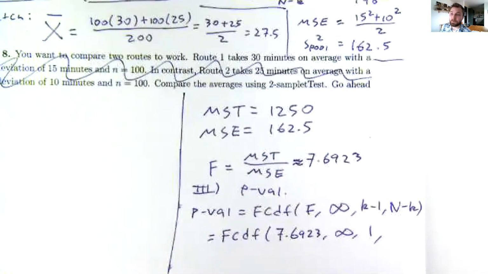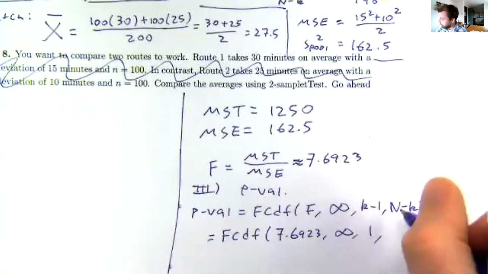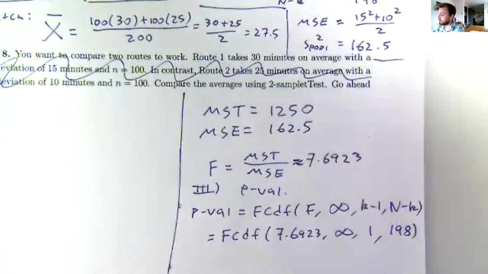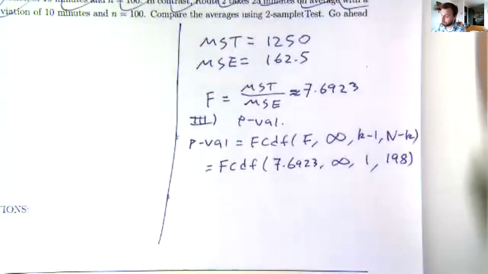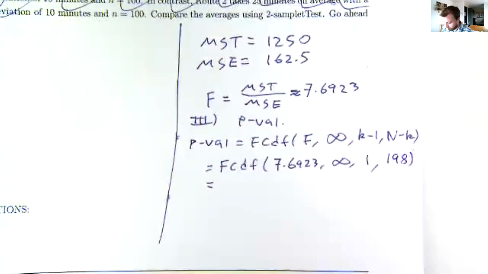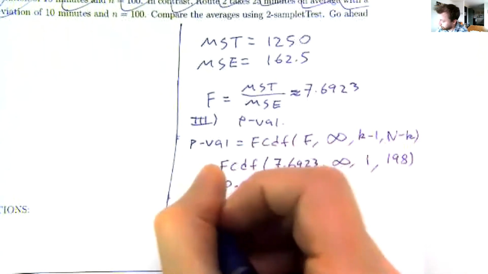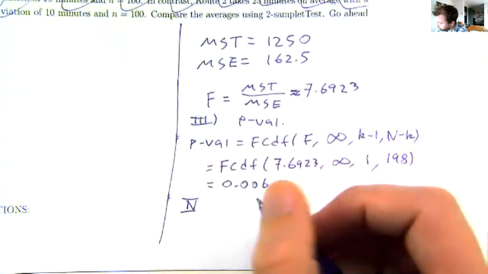That showed up as my first denominator. It's also 2 minus 1. My second degree of freedom, my second denominator was originally 198. I got that by doing 200 minus 2. I type this into a calculator. I'm doing FCDF 7.6923. I have degree of freedom of 1. I have degree of freedom of 198. And when I do this, I get something like 0.006 or so. Final step, conclusion.